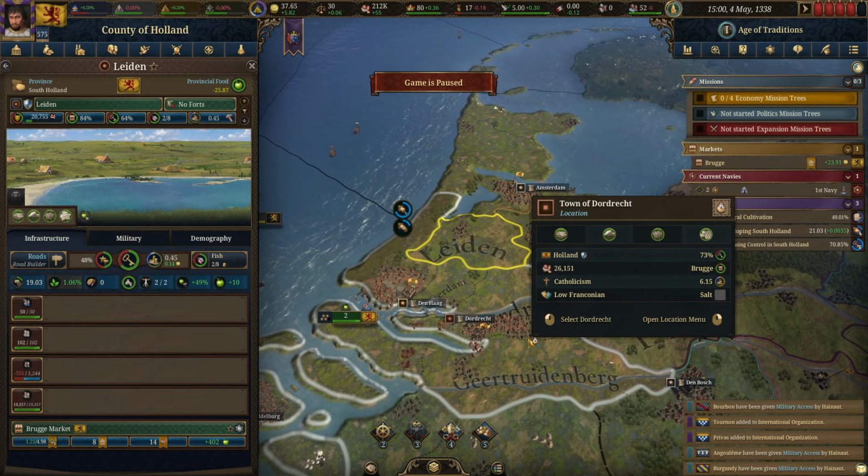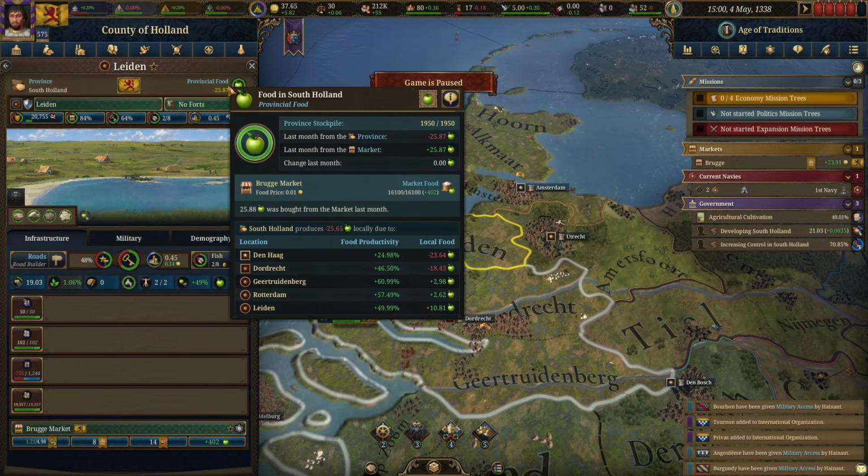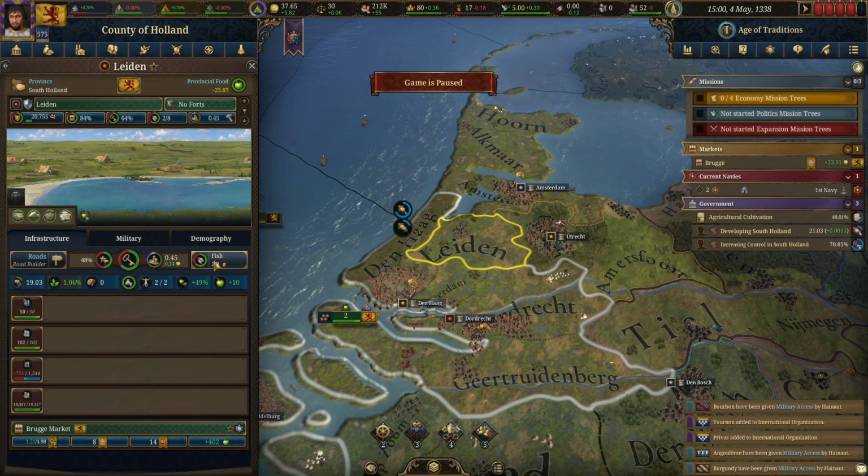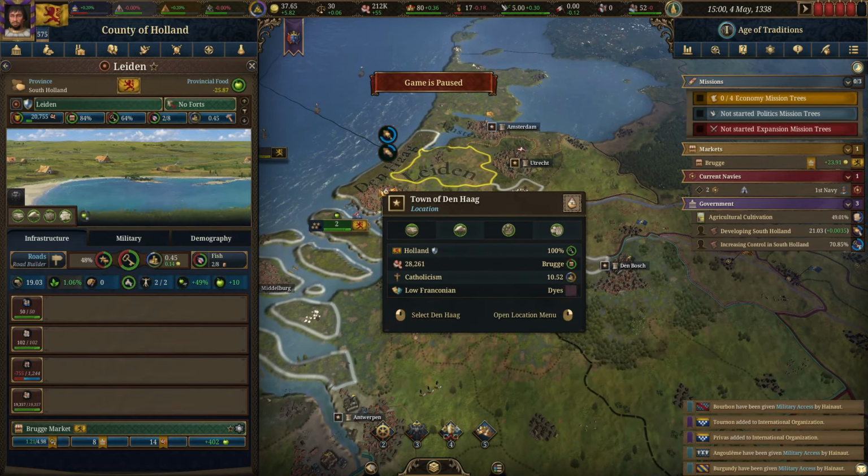When I was very new to the game, one of my first runs, I was building a town in Leiden, and all of a sudden my whole country here started hungering because I cut myself off from my fish production. So that is one thing that's worth noting.